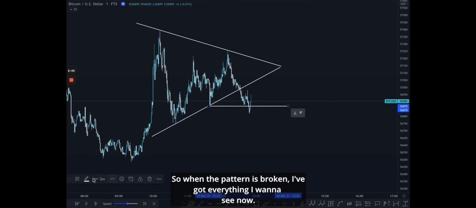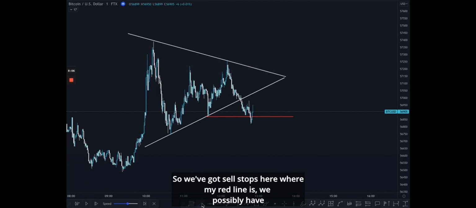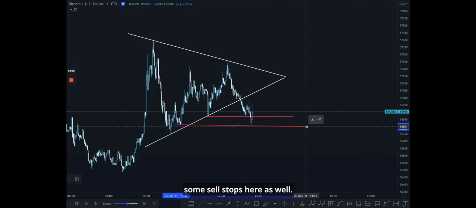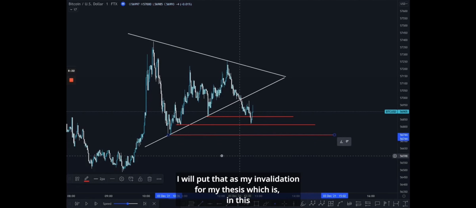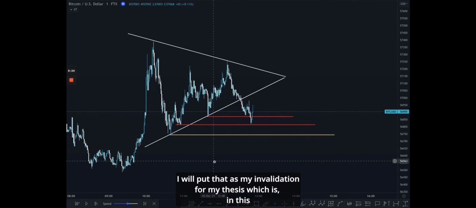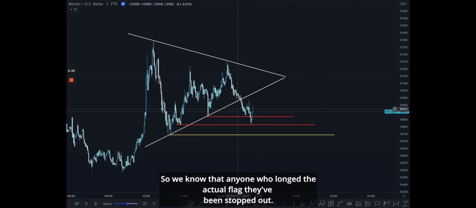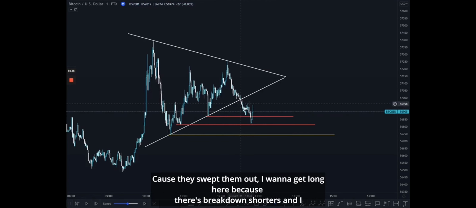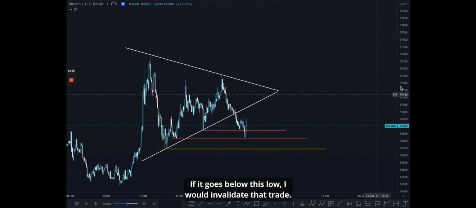So when the pattern is broken, I've got everything I want to see now. We've got sell stops here where my red line is. We possibly have some sell stops here as well. The bottom end of the flag, the initial low, where there would be more stops, I will put that as my invalidation for my thesis, which is in this pattern, I want to get long because I've seen a breakdown. We know that anyone who longed the actual flag has been stopped out because it swept them out. I want to get long here because there's breakdown shorters and I want to absorb them and push them the other way. If it goes below this low, I would invalidate that trade.